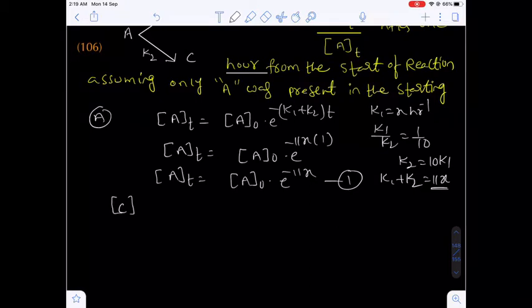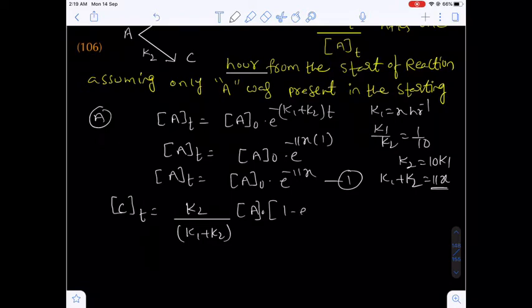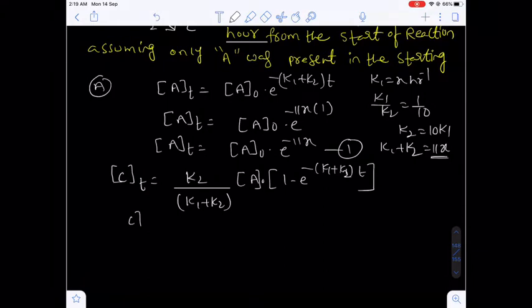What is the concentration of product C at a time interval t? So what is the stoichiometry of the C? 1. What is the rate constant for the formation of C? K2. So 1 into K2, that will be the K2 by K effective will be K1 plus K2. K effective will be K1 plus K2 into concentration of reactant at a certain time interval t, A0, into (1 minus e to the power minus K effective), that is minus K1 plus K2 times of the time period. Okay. Now here also concentration of C at a time interval t.